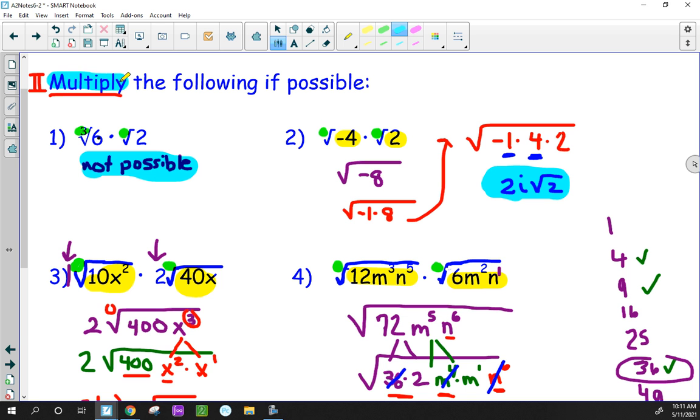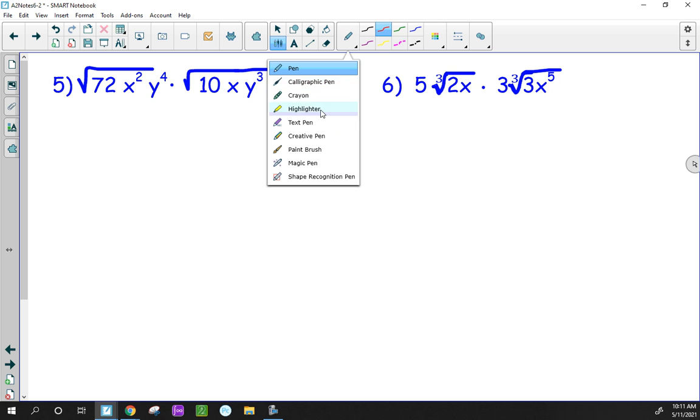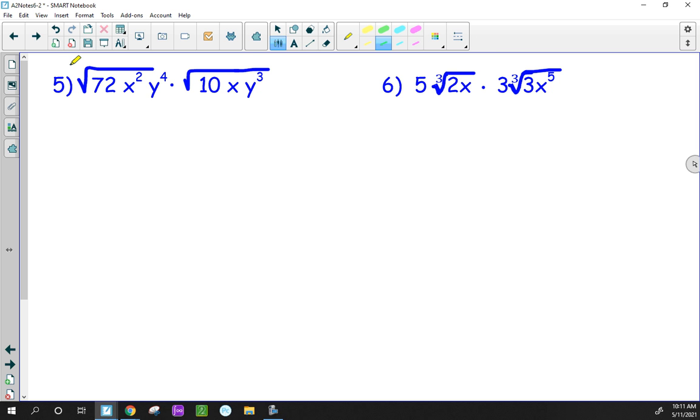Again, that's how you multiply radicals. Okay, we'll try the last 2, and then you're going to try some on your own. Okay, question 5. Again, we're looking at the index number. We see a square root and a square root. They're both 2. We're good to go.